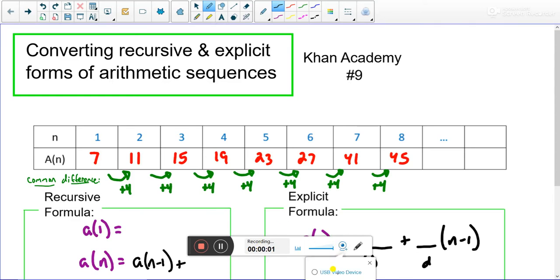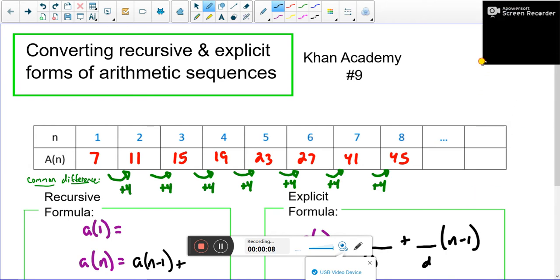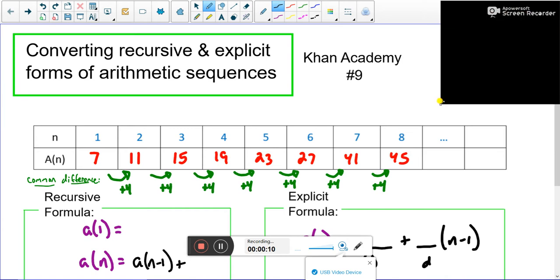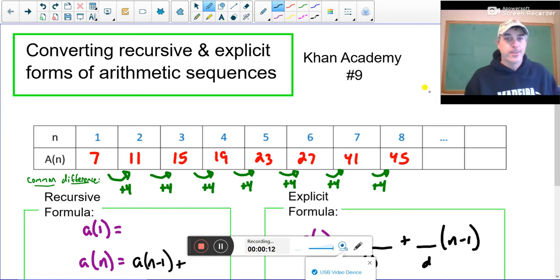Hello, and welcome to converting recursive and explicit forms of arithmetic sequences. This is the last arithmetic sequence video. After this, I'll do some geometric sequence videos.